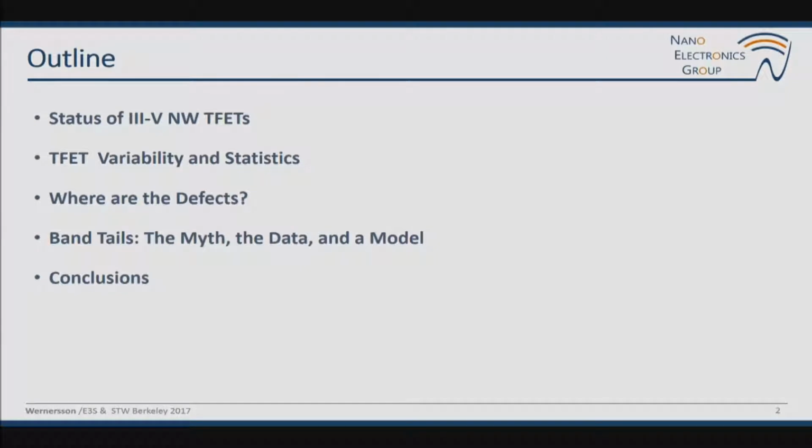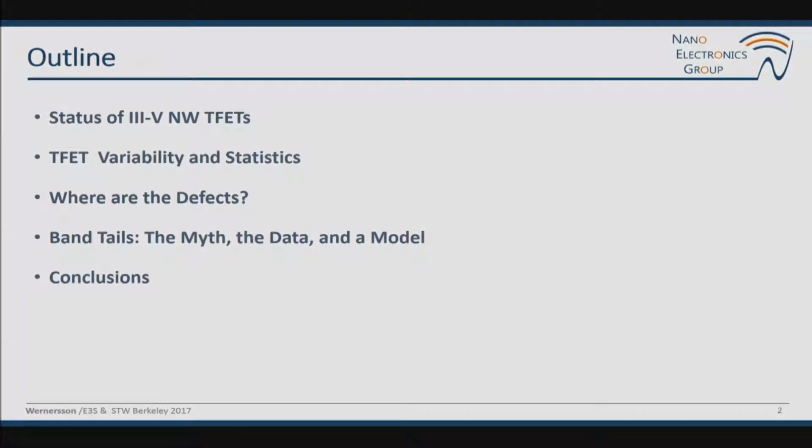So the outline is, I'll first present the status of the III-V nanowire TFETs, what we've been doing in Lund. I'll talk a bit about the variability and statistics in our devices, and then I'll briefly talk about where the defects are, how the different defects are contributing, and what we learn from our data. Then I go over to a section talking about the band tails, and I'd phrase this the myth, and then we look into the data, what do we have, and then we come up with a model, how we can interpret and understand the band tails, what they are doing. Then I come with the conclusions in the end.